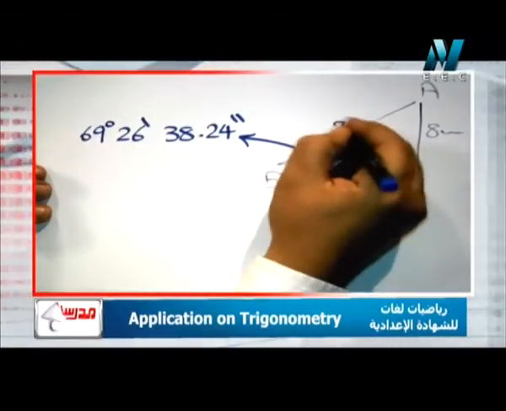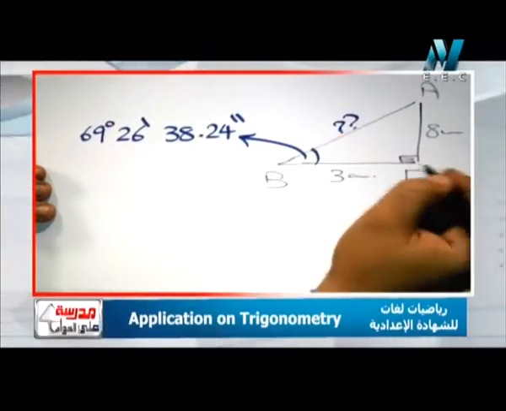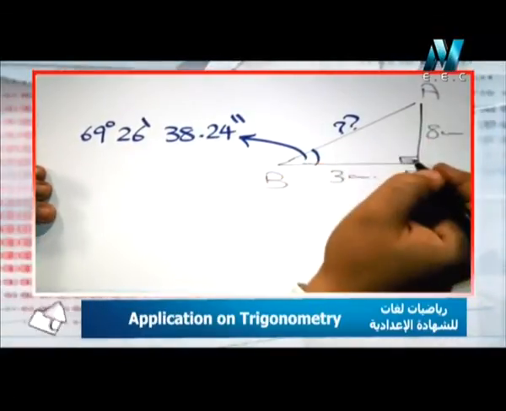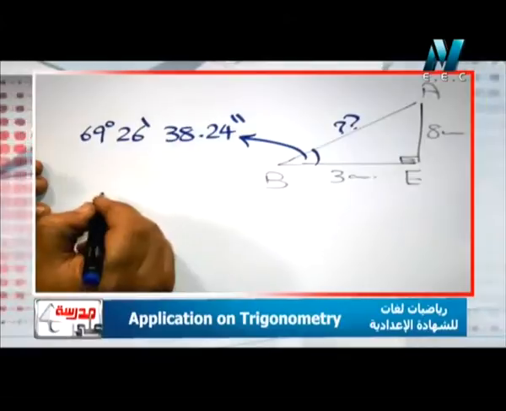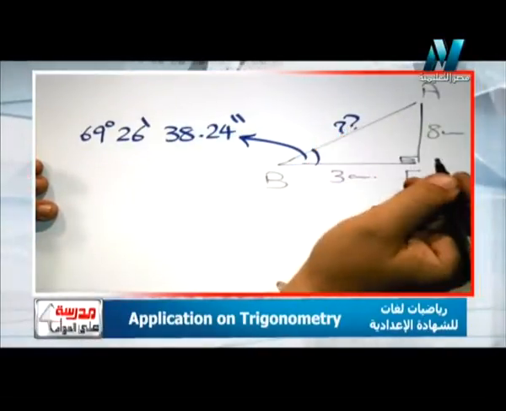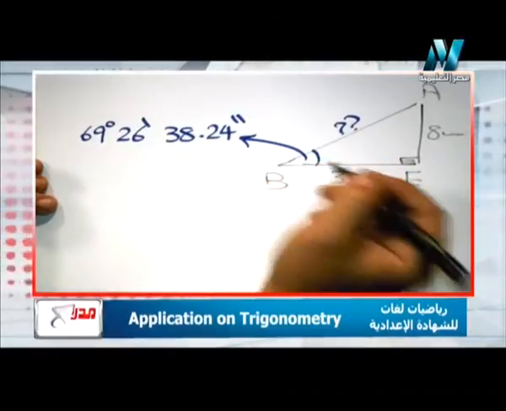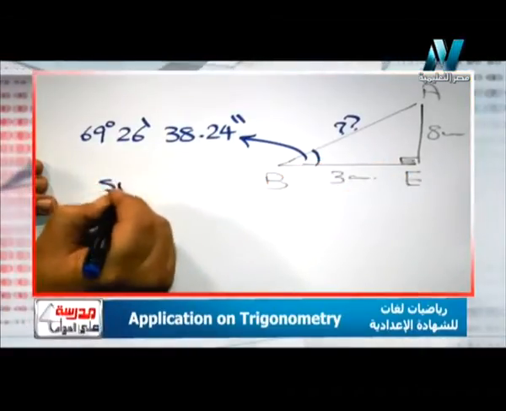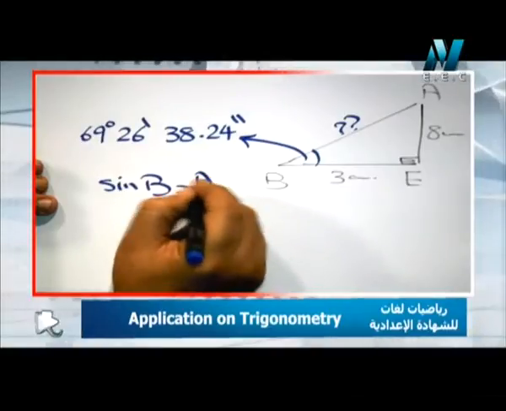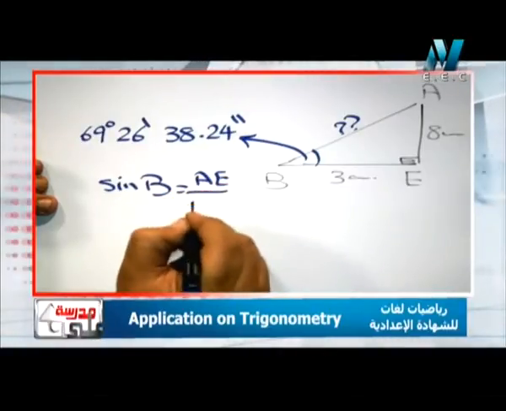Now, I want to find the length of this hypotenuse. I have here the length of the adjacent of this angle and the length of the opposite of this angle. So maybe, to find the hypotenuse, I use cosine or sine to find the measure of angle B. If I want to find the sine of this angle, I know that sine angle B equals the opposite, which is AE, over the hypotenuse, which is AB.